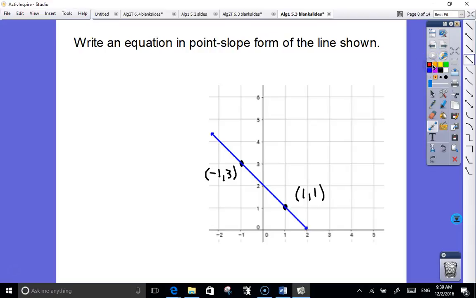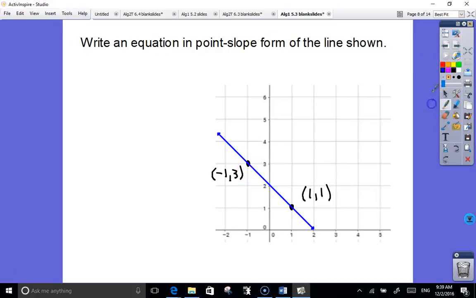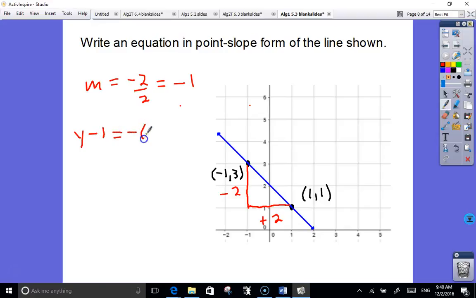Yeah, since they gave us the 2 points, let's just calculate the up and down and the left and right from here to here. How many is it up and down? It's down 2. How much is it left and right? It's plus 2. So we know that the m is down 2 over right 2, which is negative 1, okay? And now we need to pick a point for the x1, y1. We've got 2 to pick from. If you have a choice, try to avoid the negatives. So this will be y minus 1 equals negative 1, x minus 1.